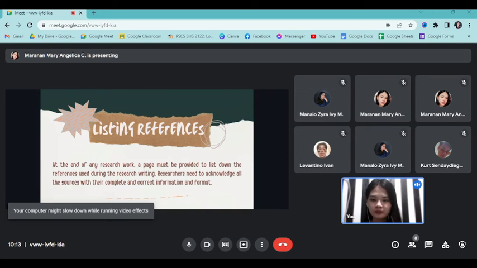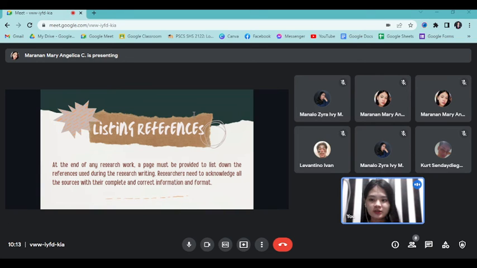So, listing references happens at the end of any research work. It is a page that contains a list of the references used during the research writing. So, to avoid plagiarism, researchers need to acknowledge all the sources with their complete, correct information and format, and they are usually organized alphabetically.